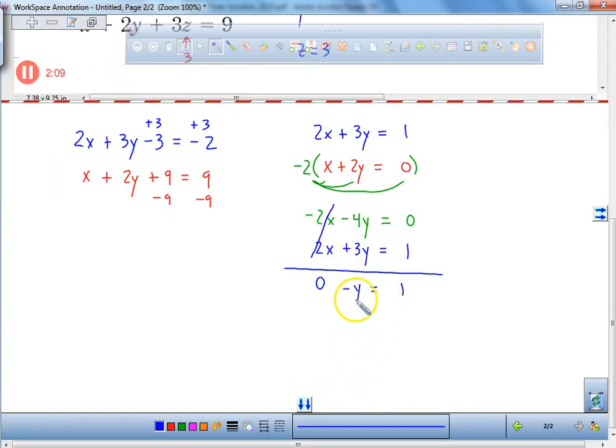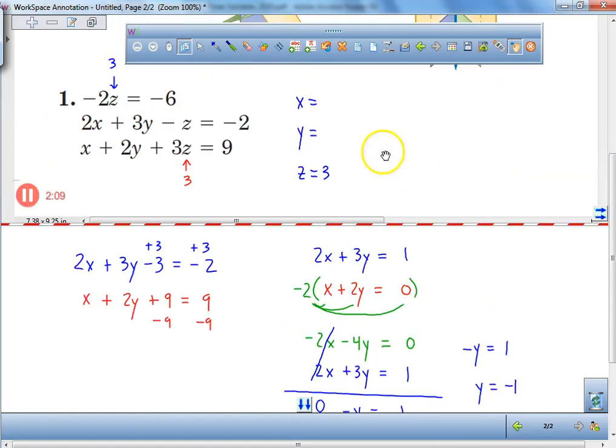Now, if you get negative y equals a positive 1, we would have to divide both sides by what? Negative 1, or multiply both sides by a negative. And y actually equals what number? Negative 1. So if you ever get this situation, negative y equals 1, just know that y will have to equal negative 1. And right now, we know what y is equal to. It's equal to negative 1.